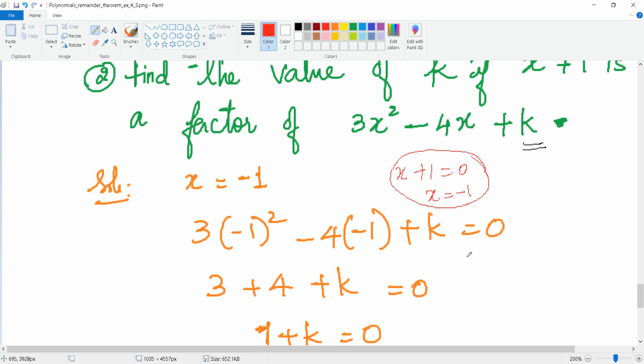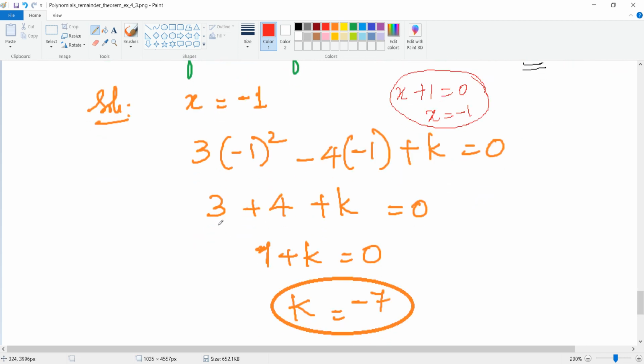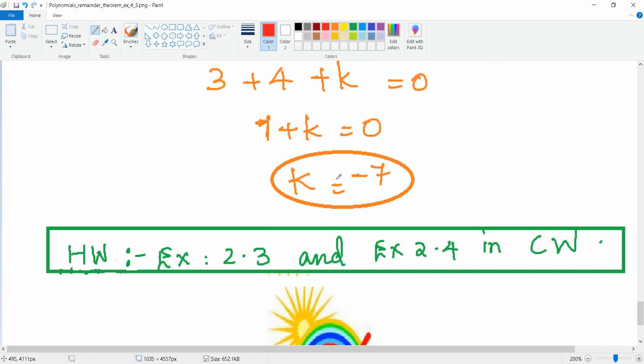Since it says that it's a factor, it is supposed to be equal to 0, right? If it is 0, we say that it's a factor, and if they tell you that it's a factor, then it should be equal to 0. So we equate it to 0. Now you see minus 1 the whole square is 1, so 3 1s are 3, and then minus 4 into minus 1, minus minus becomes plus, plus 4, and plus k should be equal to 0. So you get 3 plus 4 is 7, plus k equals 0, or k equals minus 7. Got it? So this is how you find the value of k.